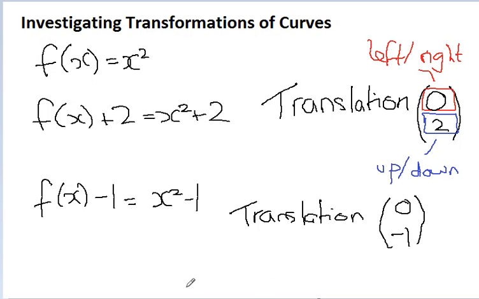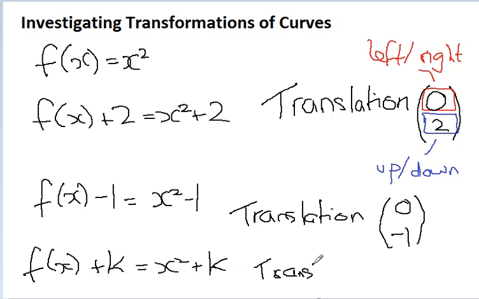Okay? So now we've done that, I guess we could do it in general for, say, f of x plus k, for any number, f of x plus k. So that is again going to be a translation. But again, that's not going to move the curve any units left or right. That's going to be 0. But if I add k to the curve, then that's going to move upwards by k units, or if k was a negative number, it's going to move downwards by k units. So this is a translation of 0, k.